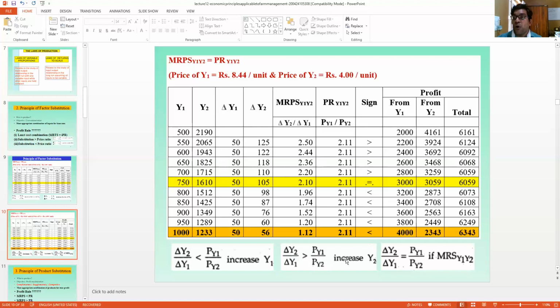increase Y2, which is opposite to that of the least cost, because cost and profit are opposite to each other. The cost has to come down, the profit has to increase. So this is opposite to the cost.